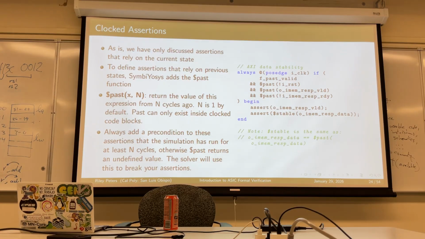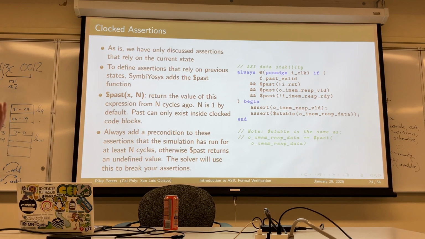Some interesting things that Symbiosis also provides along with those assume and assert functions. There's the past function, and that lets you interact with states that have happened in the past. So if I want to show that a signal is stable over some number of cycles, or have some precondition that leads to something happening at a later state, I can create these past function calls that give me the result of that signal one cycle ago.